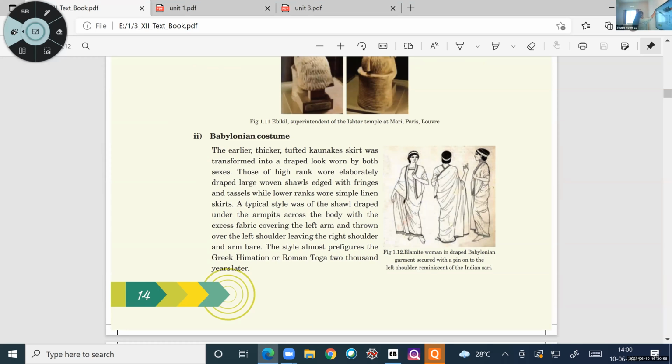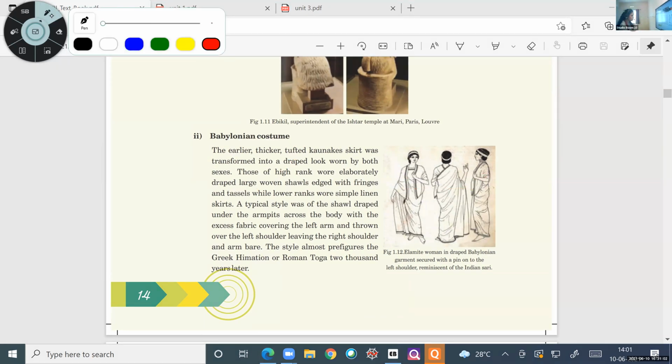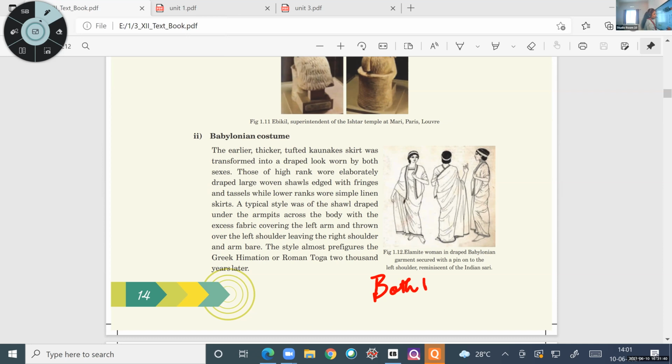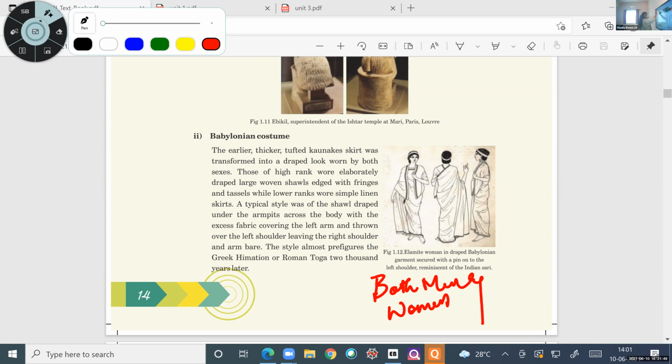Then comes Babylonian. So what is the speciality of Babylonian costume? As we said, they also used Kaunakes skirts. In this case also, Kaunakes was used by both men and women. That means it was unisexual, used by both sexes.